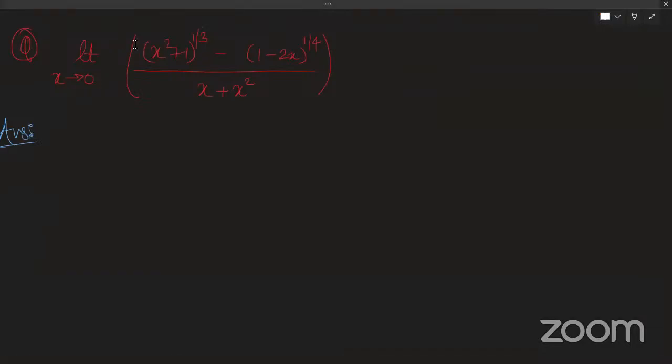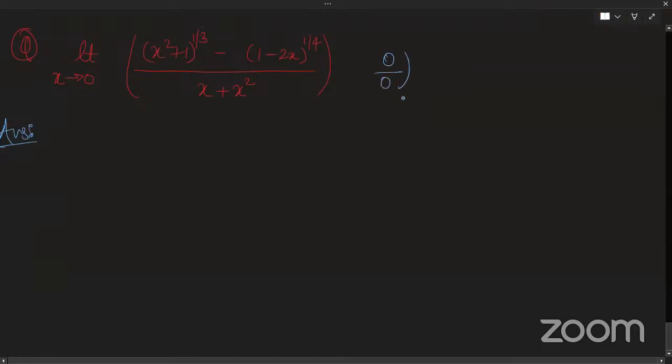Anyone? 0. Okay, great. So you can just directly substitute your values and obviously you'll get 0 by 0, right? 1 minus 1, 0 by 0. It is 0 by 0, so I can go for L'Hopital's rule. Everyone, should I go for L'Hopital's rule? Okay, great. So let us apply the L'Hopital's rule.